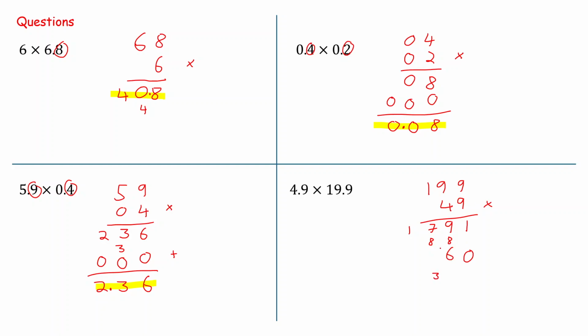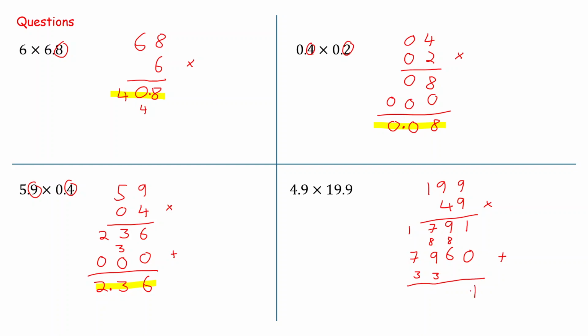4 times 9 again gives you 36, add the 3, which is going to give you 39, so 3, and then a 9, and then 4 times 1 is 4, add the 3, it's going to give you a nice 7. I'm going to go and add these numbers together now, okay? So let's put that there, make it a little bit neater.